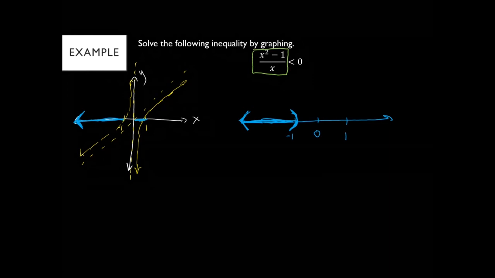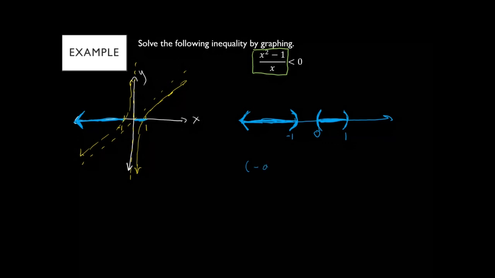Then we have a gap, and then we're below between 0 and 1. We never include vertical asymptotes, so that's going to be a parenthesis. And because this is less than, we're not including the other 0, so that's going to be 1. So this comes to negative infinity to -1 union 0 to 1. So that is our inequality solved by graphing.